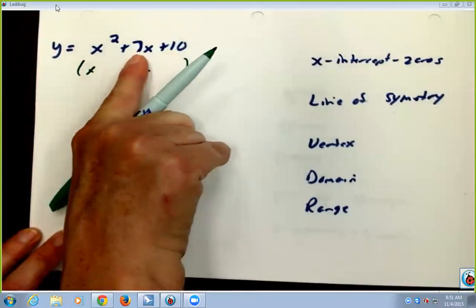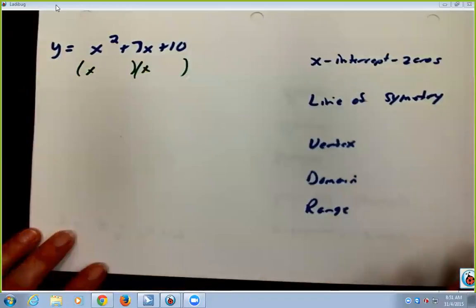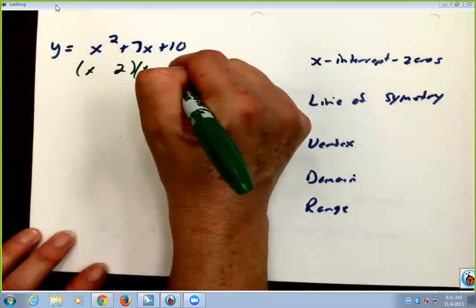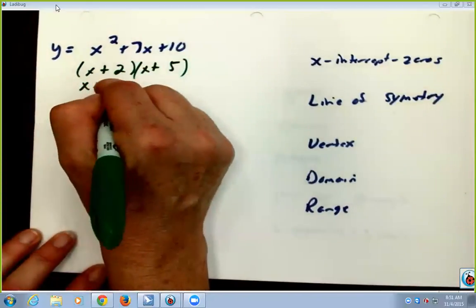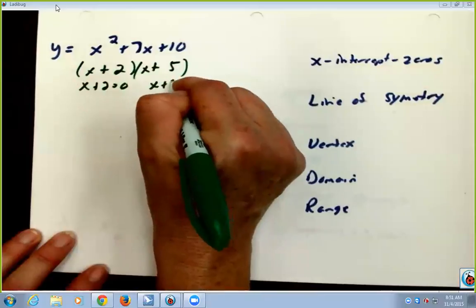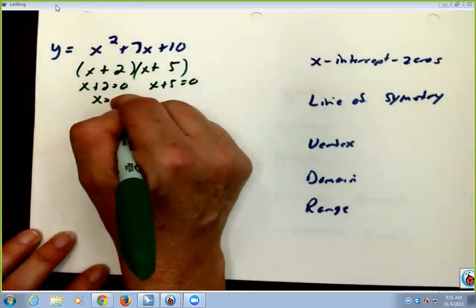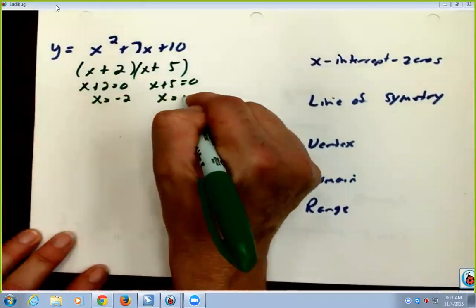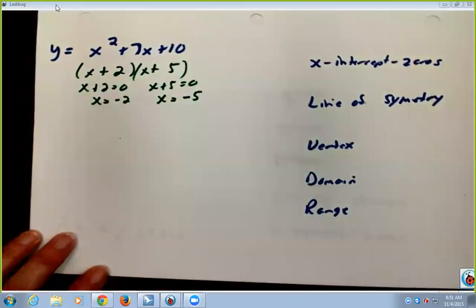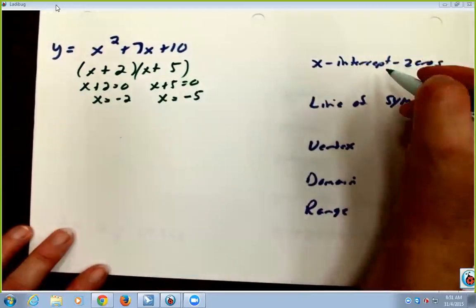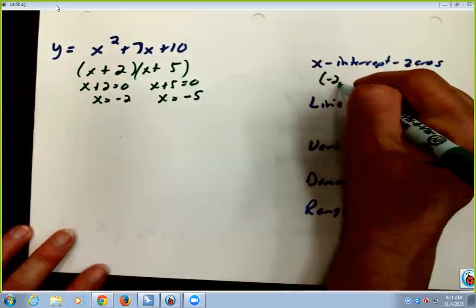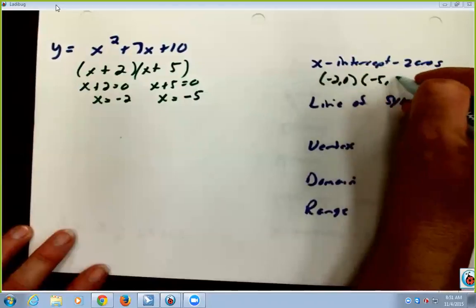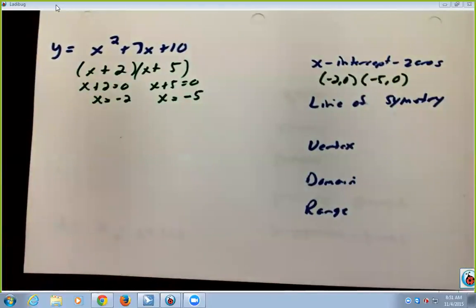So this one: factors of 10 that add to 7. So 2 and 5. Set each equal to 0. So we find x is negative 2 and x is negative 5. So we found both of our 0 values: negative 2 comma 0 and negative 5 comma 0. So that is our 2 values, and that's our intercepts.